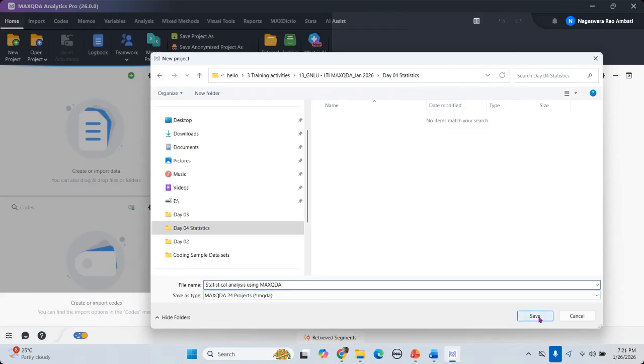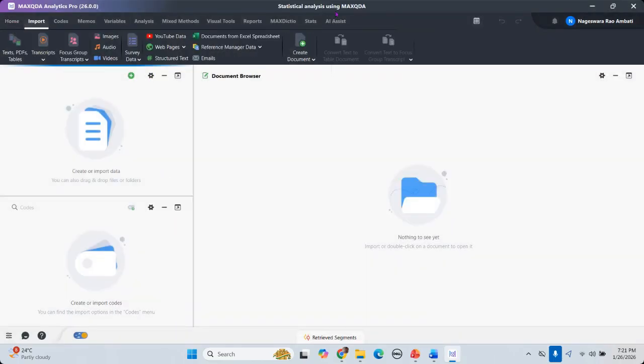Today is day 4. For the last 3 days, we are using MAXQDA, so I hope all of you know how to create the project, right? Just give the name, select the location where you want to save this project, and click on save. Now look at the top of the ribbon bar: Statistical Analysis using MAXQDA. That is the title of the project.